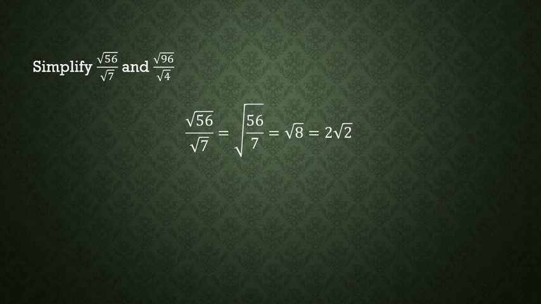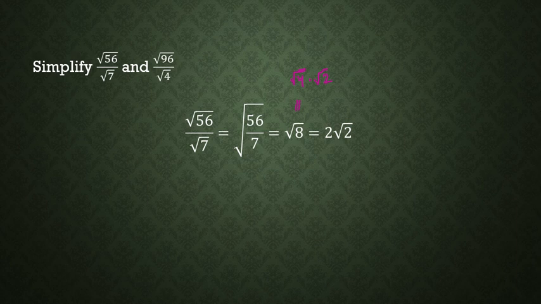And then we can simplify the square root of 8 more. This thing is equal to the square root of 4 times the square root of 2. And the square root of 4 obviously is 2. So that gives us 2 times the square root of 2.